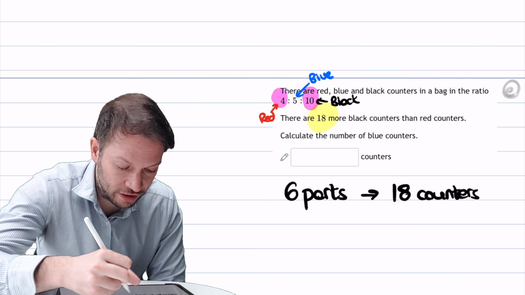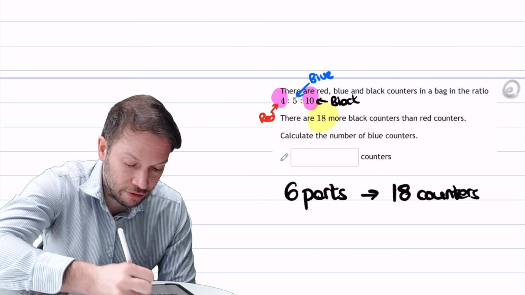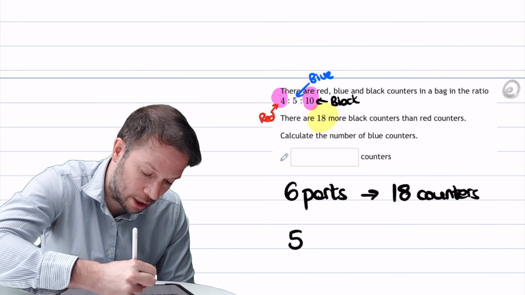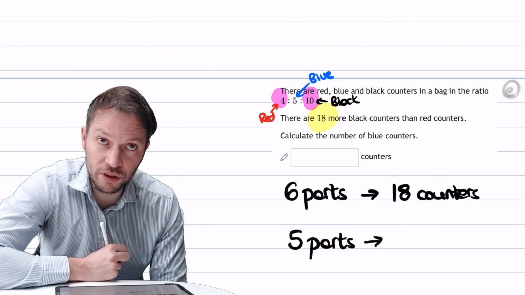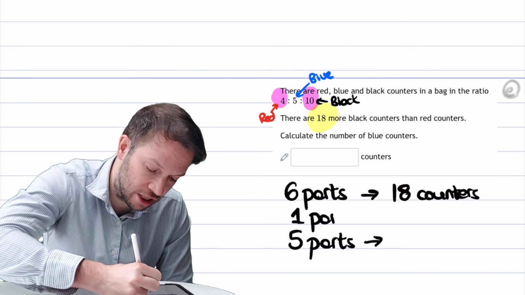And the question wants us to calculate the number of blue counters. Now, in this ratio, there's 5 parts blue counters. So we've got to work out what 5 parts is worth. Now, it's always helpful to find out what 1 part is worth. So let's work out what 1 part is worth in the ratio.